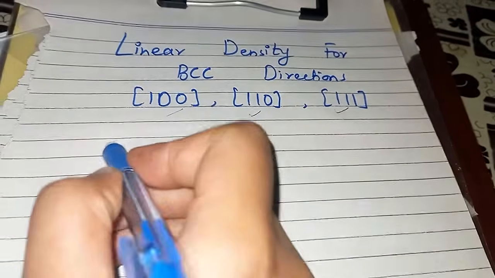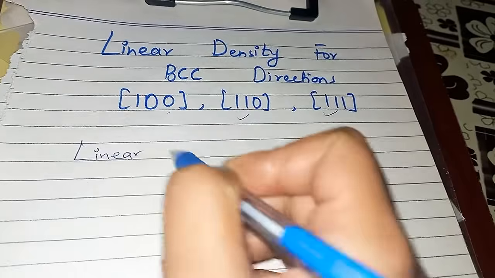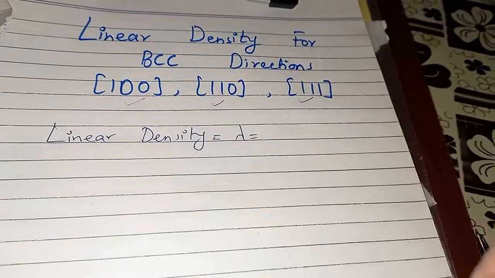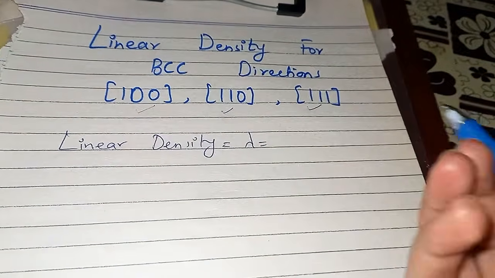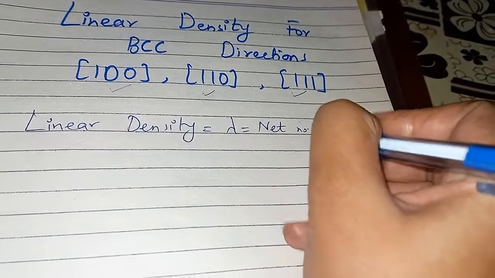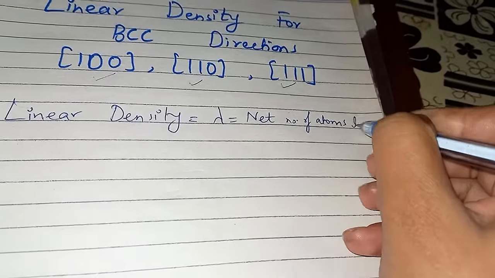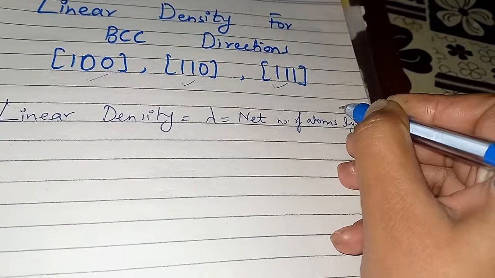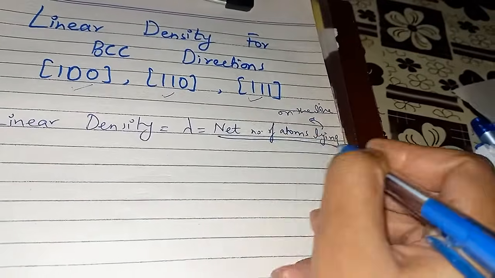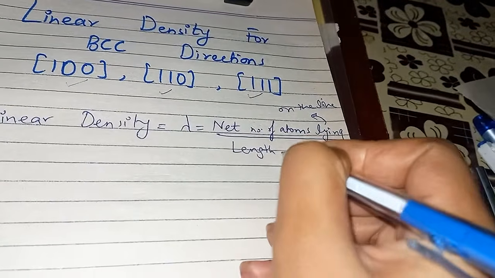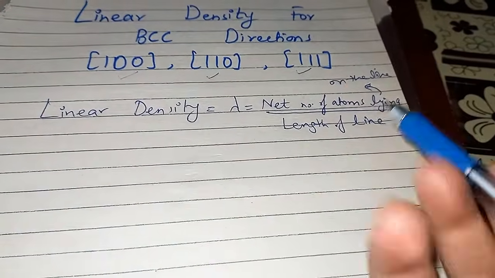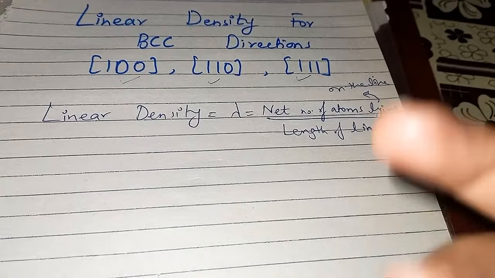Okay, first of all, we need to find out what formula we will follow. The formula that we will follow for any kind of crystal, if you want to find the linear density, is this general formula: net number of atoms lying on the line, divided by the length of the line, and all these parameters are found within a single unit cell.